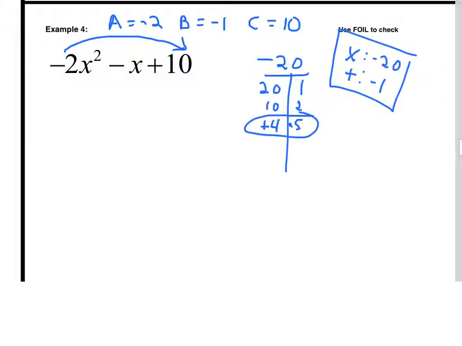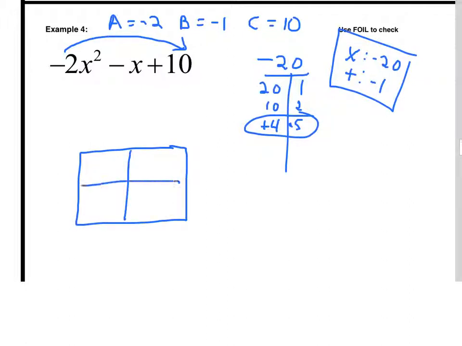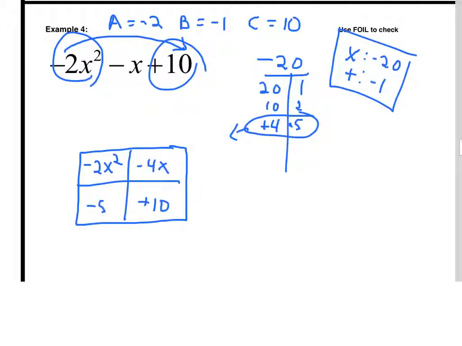So to do the box method, we'll do the box method again. So I'm going to write the box, and inside I put this term at the first corner, then I put this 10 at the end, plus 10, and then I fill in the box with those two numbers. So I'm going to do plus 4x and minus 5x. Okay, so now I'm going to work backwards.